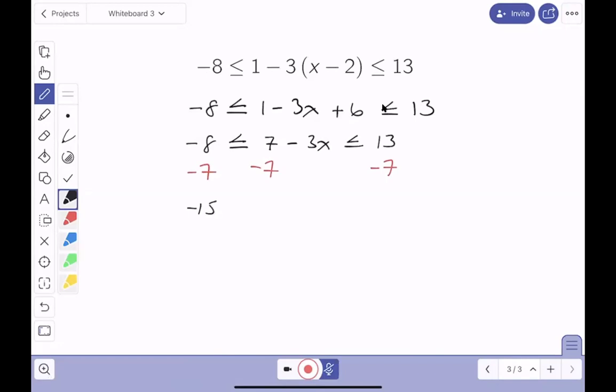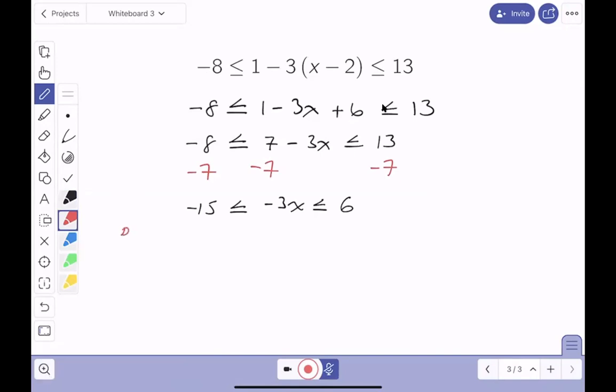Minus 15. I want to repeat this. Subtracting a number from all sides has no effect on the inequality. And let's see, 7 from 13 is going to be 6, right? And here comes the tricky part for some students. And it might look strange to you, but I'll write it down this time.